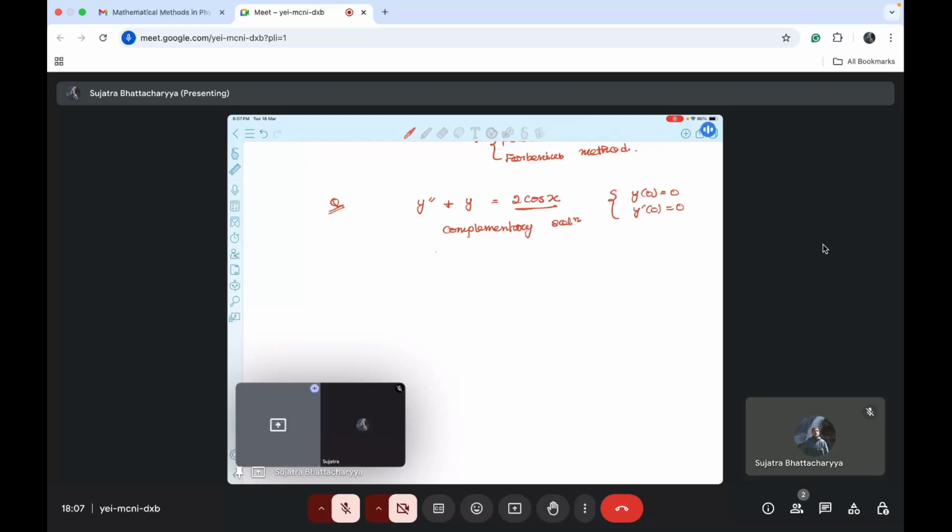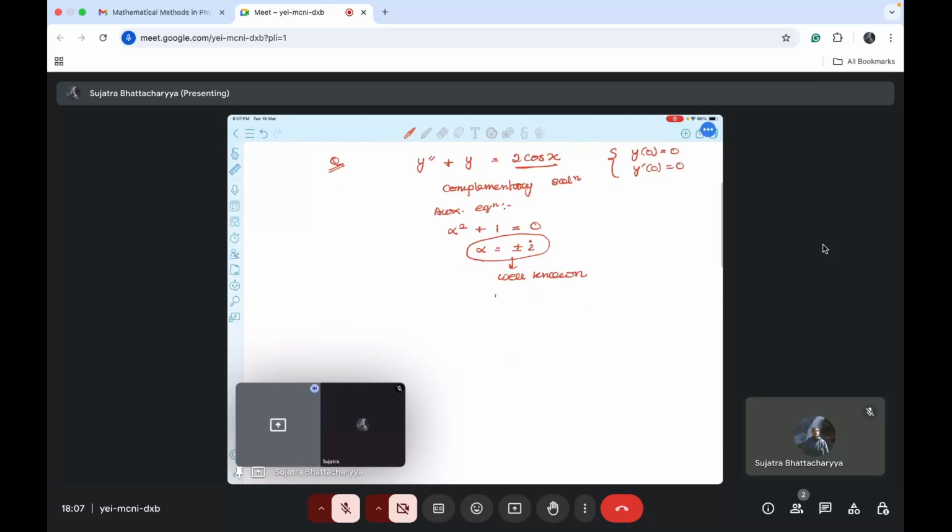So the auxiliary equation will be alpha square, and there is no first order derivative, so alpha square plus 1 should be equal to 0, right? So alpha will be equal to plus minus root of minus 1, which is nothing but iota. This is very well known. It signifies an oscillatory solution, that is y will be c1 sin x plus c2 cos x. This is how we can write it.